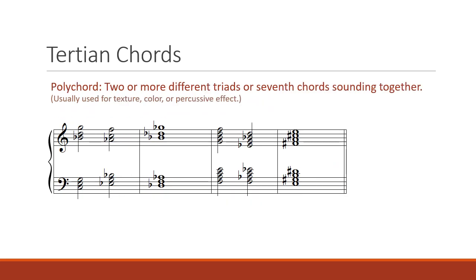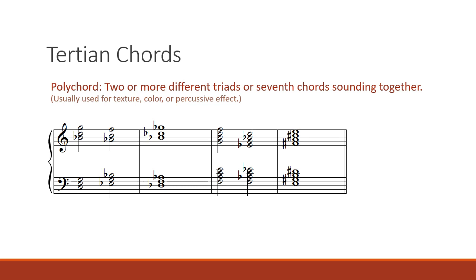A polychord is 2 or more different triads or seventh chords sounding at the same time. Composers may use polychords for texture or color or even a percussive effect, as we'll see in just a moment. Here's a straightforward example where the chords are divided between the right and left hands of the piano. So I will read these from the bottom up.